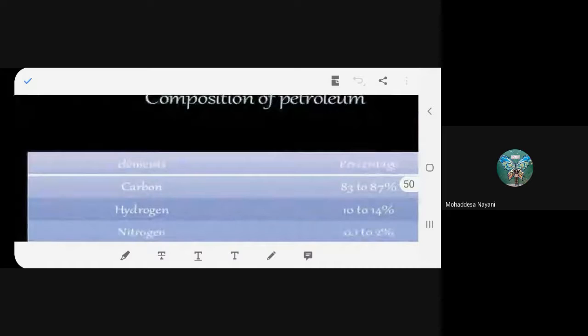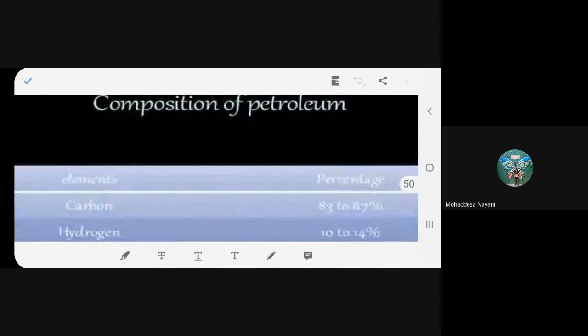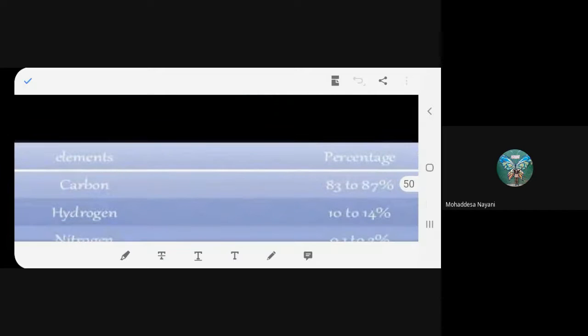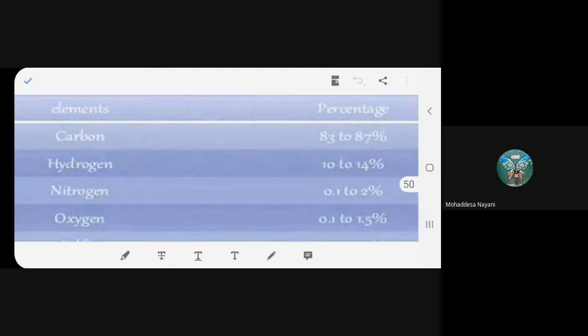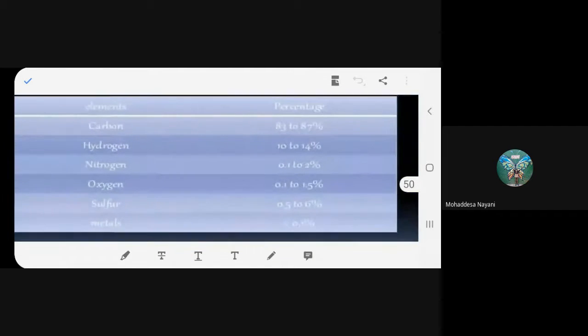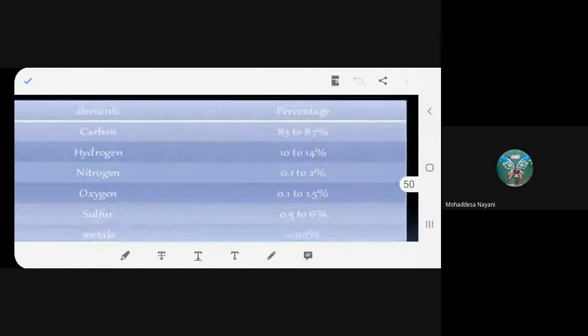Now, so many uses you have seen. Now, let's see what actually chemically petroleum is made of. What is the chemistry of petroleum? So, we can see over here. Can you see better?